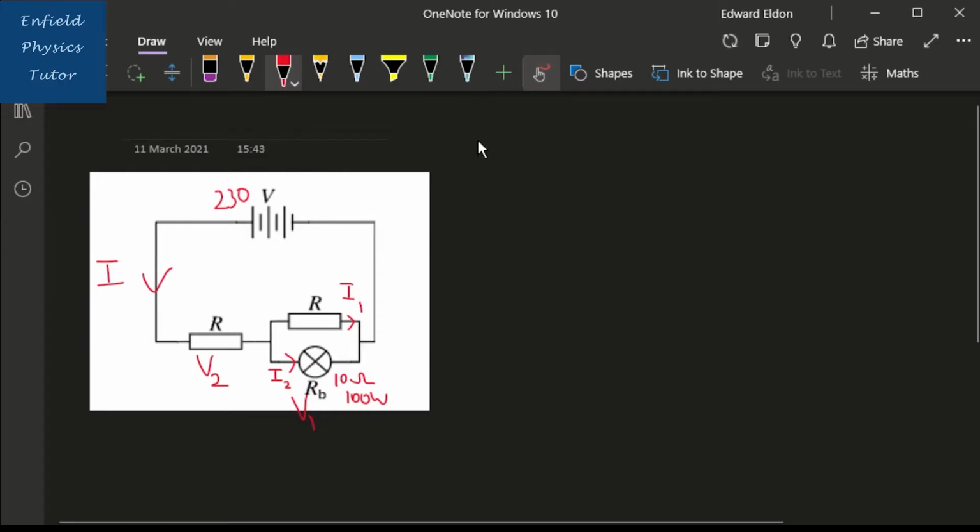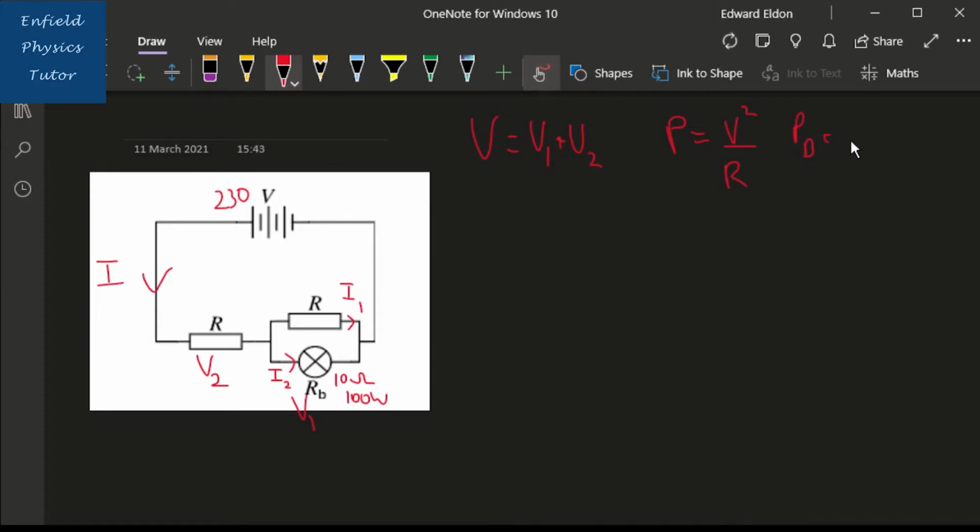Let's see if we can derive some equations that will help us get the value for R. Let's think about voltage first. The voltage from the supply V is going to be equal to V1 plus V2. We also know that the power across a component is equal to the voltage across that component squared, divided by the resistance. Putting in the values for the bulb, that leads us to power in the bulb equals V1 squared, because that's the voltage across the bulb, divided by the resistance of the bulb, which I'm just going to leave as RB for the moment.